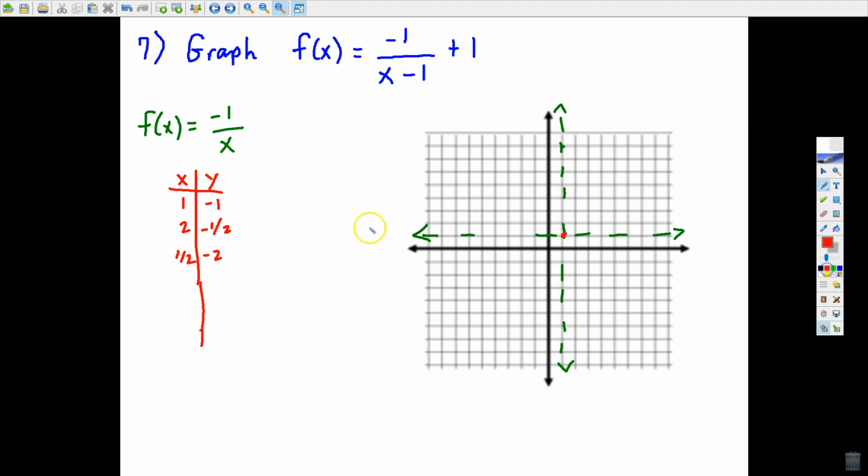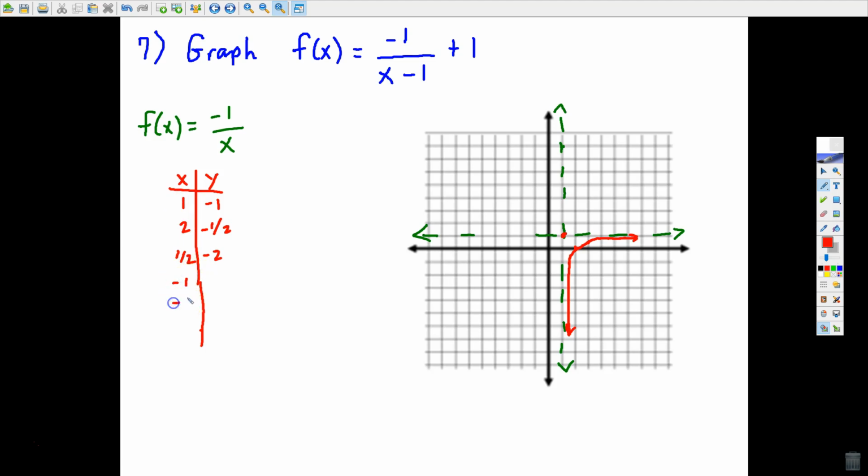All right, so here we are plotting these points from this red dot called our new origin. So 1, negative 1 would be here, 2, negative 1/2, and 1/2, negative 2. And this represents part of our graph. And then the other branch we will obtain by just choosing the opposites of these numbers.